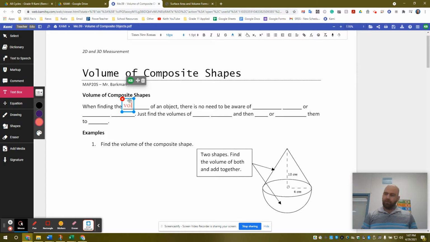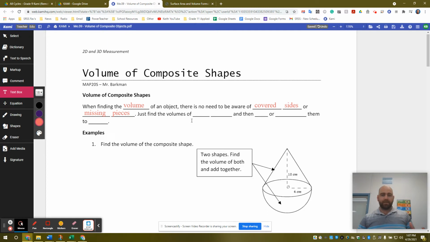When finding the volume of an object, there is no need to be aware of covered sides or missing pieces, as there is in surface area. In surface area, we had to worry about whether there are sides that are covered up, and whether we have to subtract certain pieces. In volume, we don't need to worry about that to that extent. It's a little bit more straightforward with how we find the volume of a composite object.